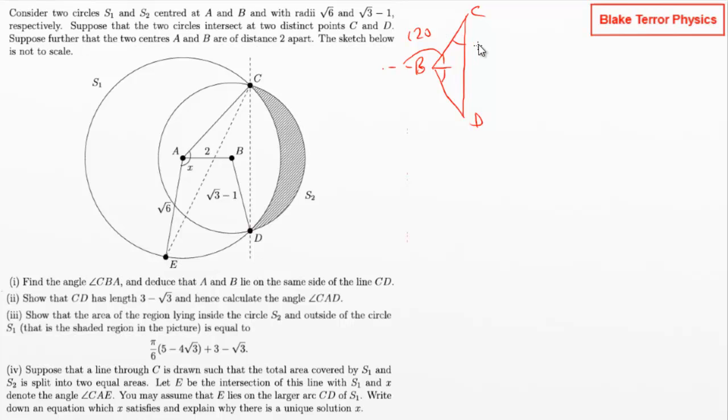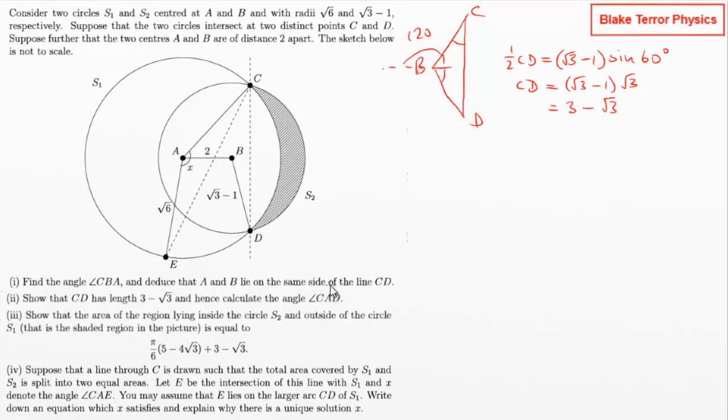So we know that length. So a half of CD is going to be our radius here, root 3 minus 1, times sine of 60 degrees. So CD is going to, well, sine of 60 degrees is root 3 over 2. So we're going to have root 3 minus 1 times root 3, which is 3 minus root 3. Okay, that's what we wanted.